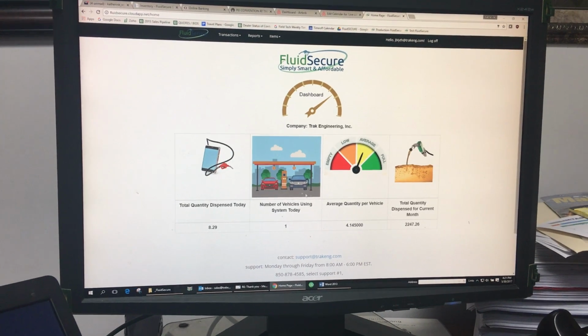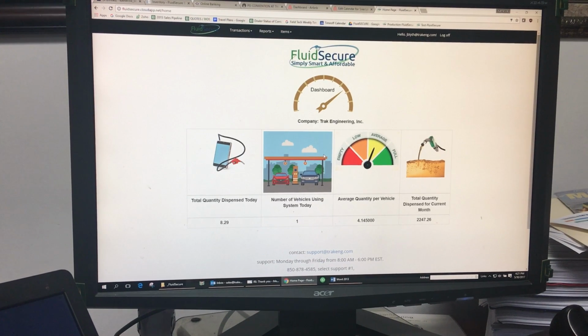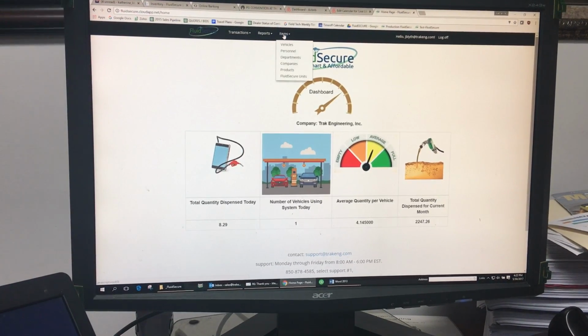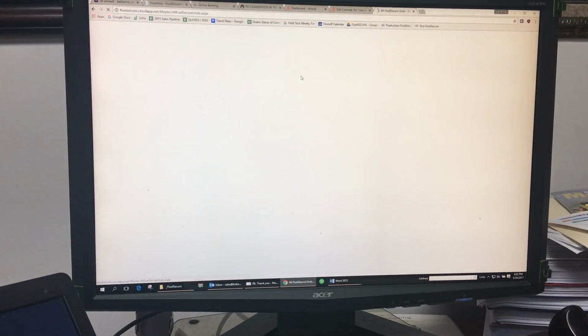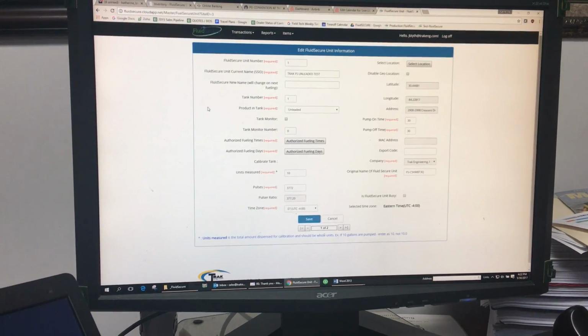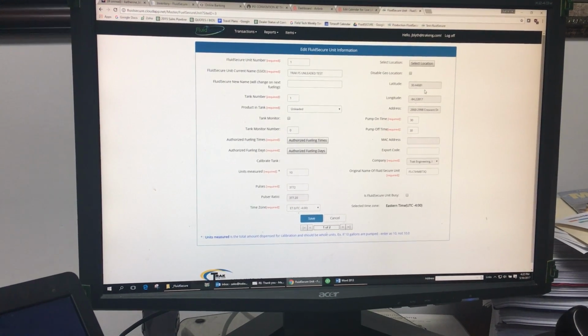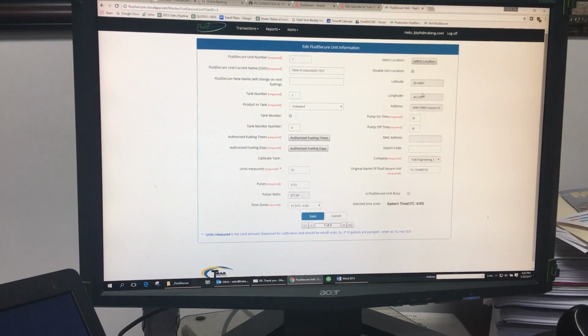We have a dashboard that shows you what's been going on here on a daily or weekly or monthly basis. We're going to go right up to the different items that are available here. One of the first ones we'll look at is FluidSecure units, and of course we were out at this one just a few moments ago. Could edit on it. We can set up the FluidSecure name and a lot of other functions, capabilities, so it knows where this unit is located geographically.